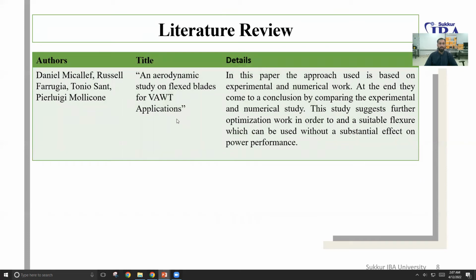In another research paper, titled An Aerodynamic Study on Flexed Blades for VAWT Application, the approach used is based on experimental and numerical work. At the end, they came to a conclusion by comparing the experimental and numerical study. This study suggests further optimization work in order to find a suitable flexure which can be used without a substantial effect on power performance.